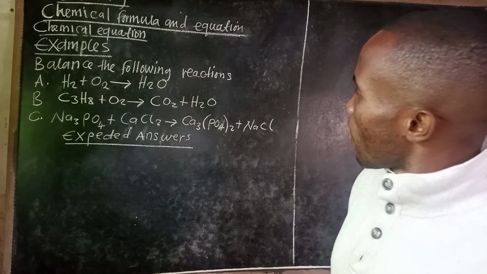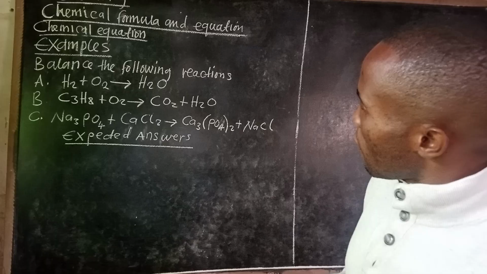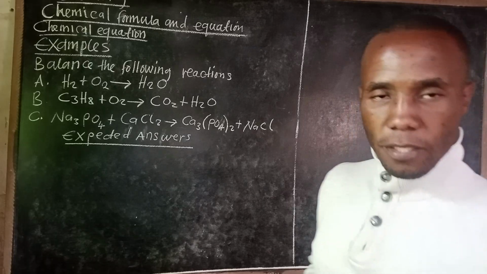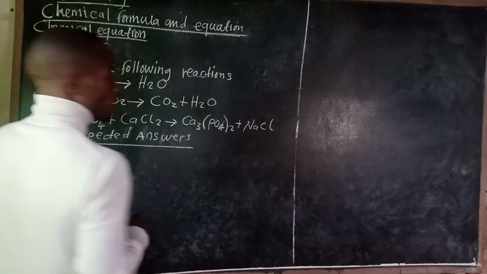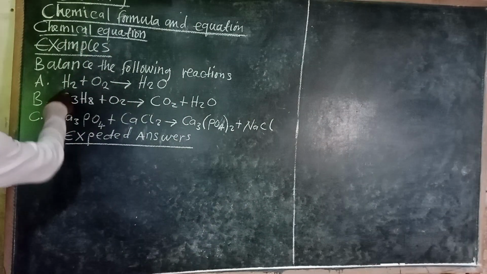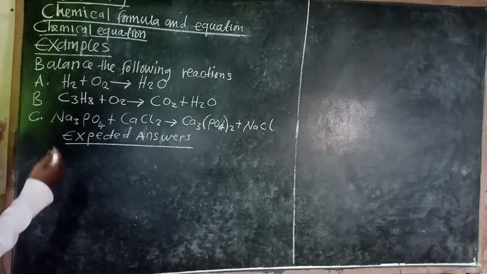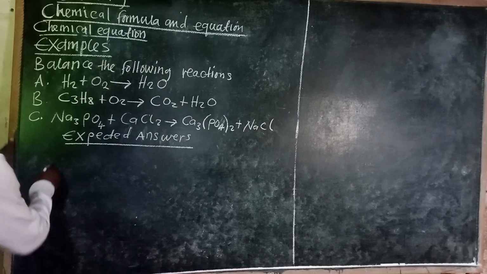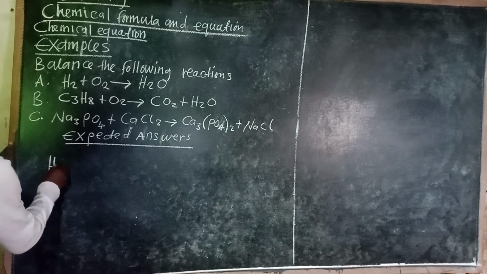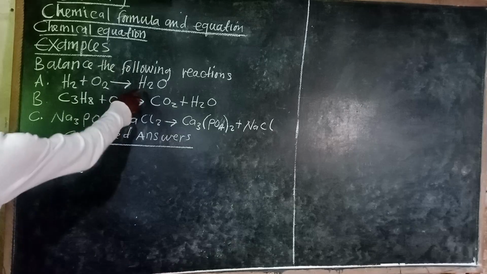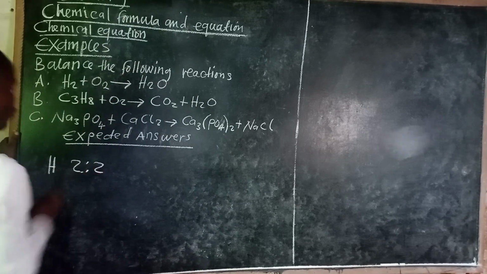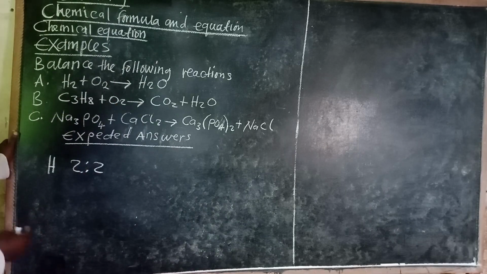Okay, so now when you look at these atoms, for you to balance, you just have to go direct and you start with hydrogen. So let us see if the atoms are balancing. Hydrogen here we have how many atoms? There are two. Then what about here? There are also two. So 2, 2, 2. Okay, meaning they are balanced.